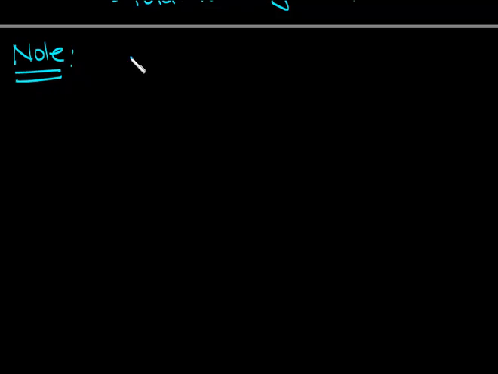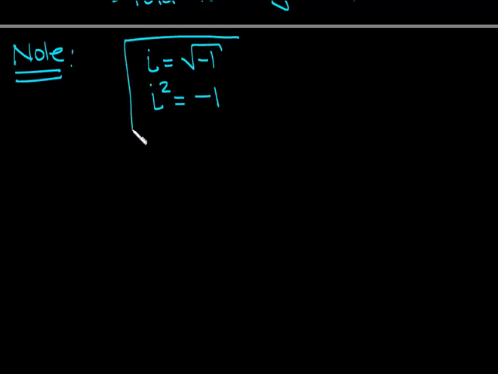We defined square root of minus 1 as i. Correct? That's how we defined that. Let me write it backwards. i is equal to square root of minus 1. So if I square both sides, I get i squared is equal to minus 1. So these are the two things you should always know about complex numbers.